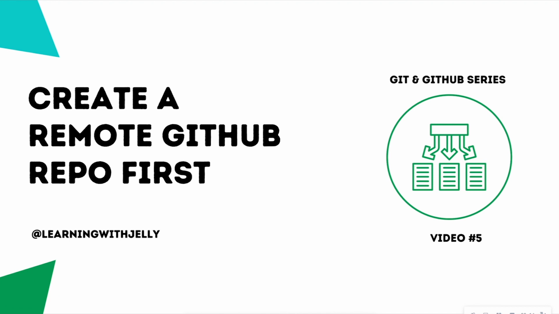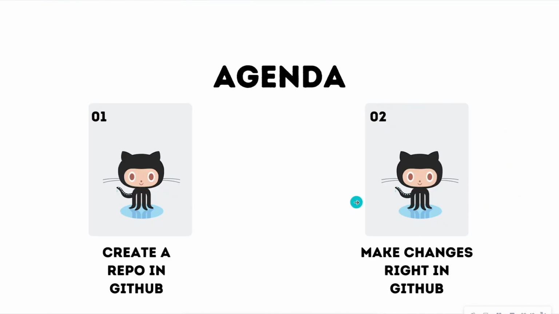The topic is going to be how you can actually create a remote GitHub repository first in GitHub and also make changes right inside GitHub. In our previous video, we created a local repository first, then linked that local repository to GitHub, and then we ended up pushing changes from our local repo. This time around, we're going to create a repository in GitHub first and then learn how to make changes to files right inside GitHub. So let's go ahead and get started.